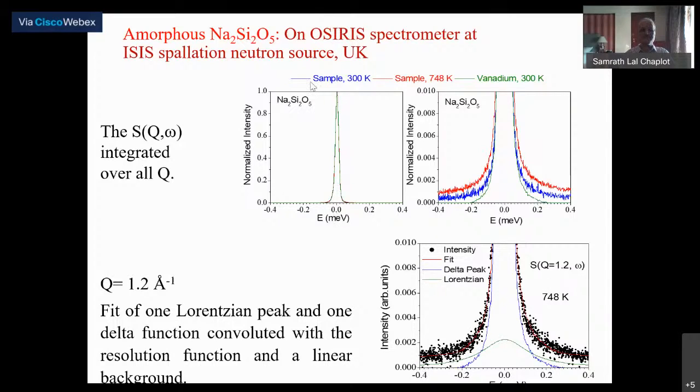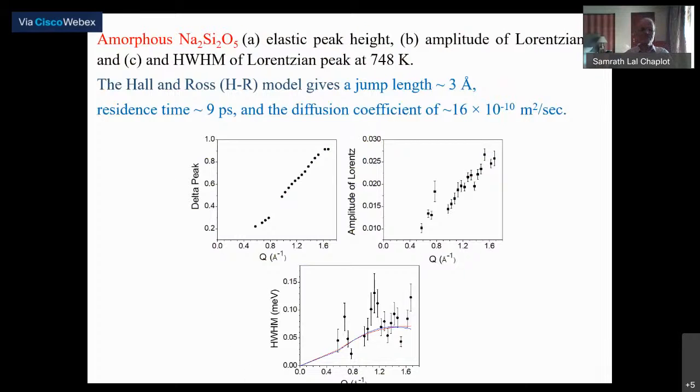At room temperature, you get a standard delta function, that is elastic scattering, broadened with the resolution of the instrument. But compared to the resolution, if the data is fitted at higher temperature, you can see the extra broadening of the elastic line, and the extra broadening is then fitted to a Lorentzian function, and you get the Lorentzian half width at half maximum. Then this can be plotted.